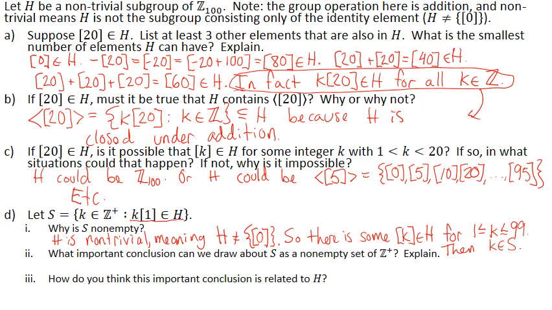Okay, so part 2, what important conclusion can we draw about S as a non-empty subset of Z+? Remember, Z+ is the positive integers. So whenever you have a subset of the positive integers or the whole numbers, we have the well-ordering principle. So S has a least element because of the well-ordering principle.